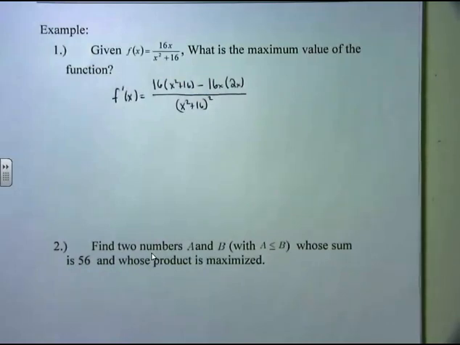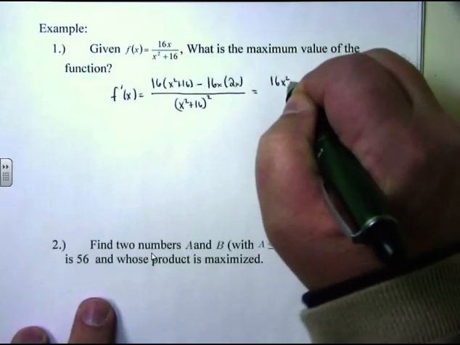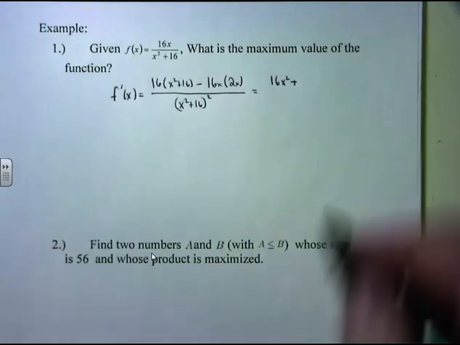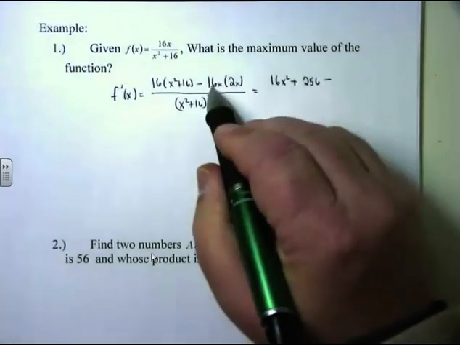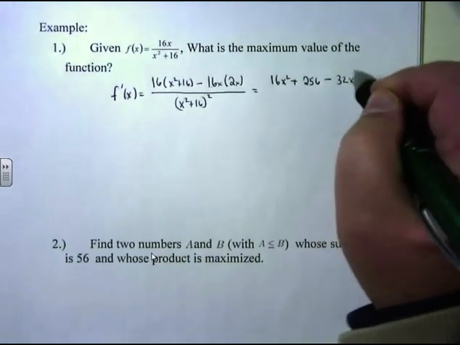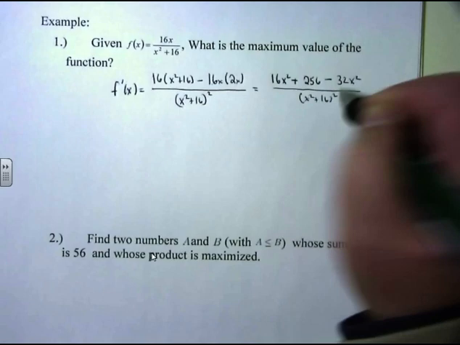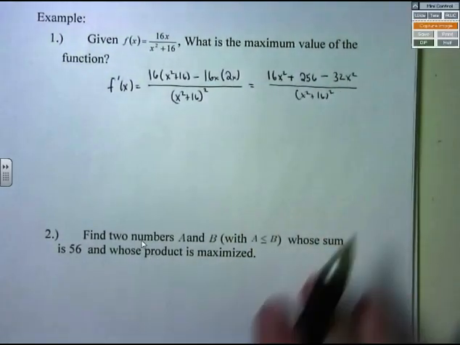Now, let's clean this guy up. This is equal to 16x squared plus 16 times 16, using my old handheld calculator here, 16 squared is 256, minus 16 times 2, that's 32, x times x is x squared, all over that bottom squared, x squared plus 16 squared. I can combine like terms up there. What is 16x squared minus 32x squared?